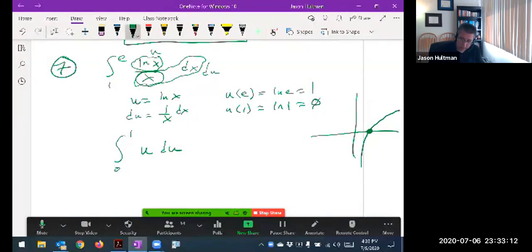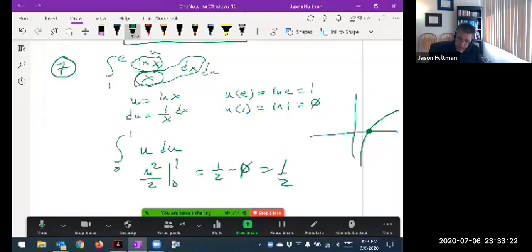What is this going to be? U squared over 2 from 0 to 1. 1/2 minus 0 is 1/2. That was simple.